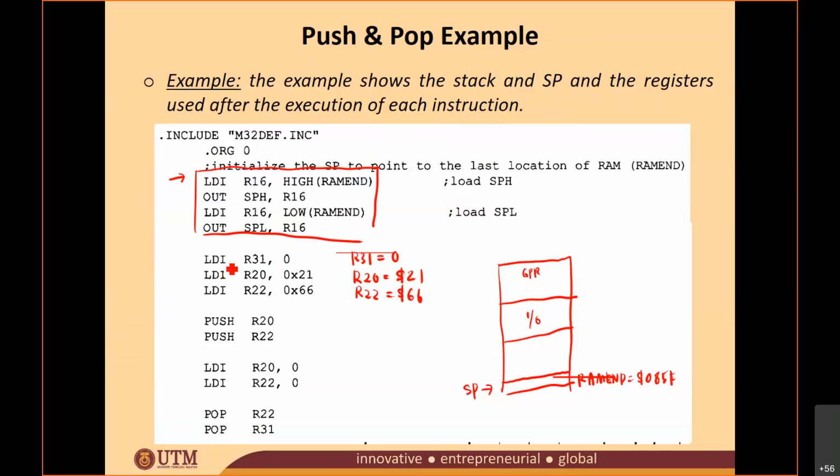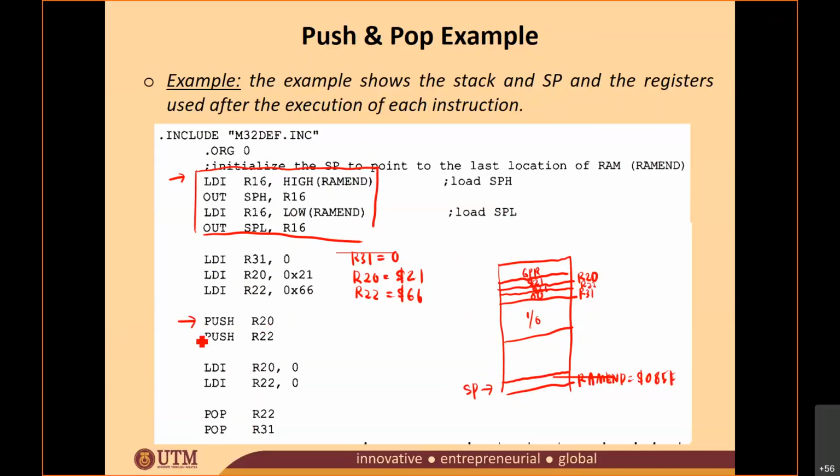Now LDI R31 with 0. So this is my R31, the value is 0, 0. And then I load immediate R20 with 21. Let's say this is my R20, so R20 now will have value 21. And then LDI R22 with 66. So let's say this is R22, so R22 will have 66 there. Okay.